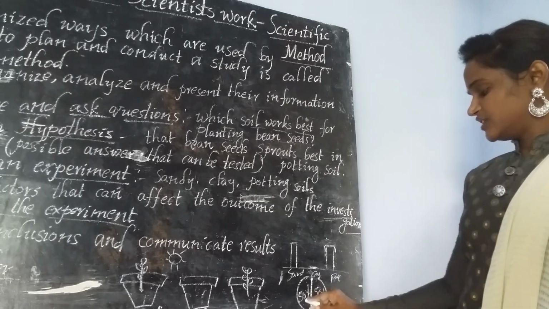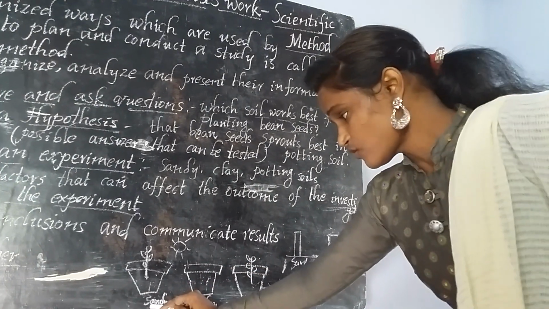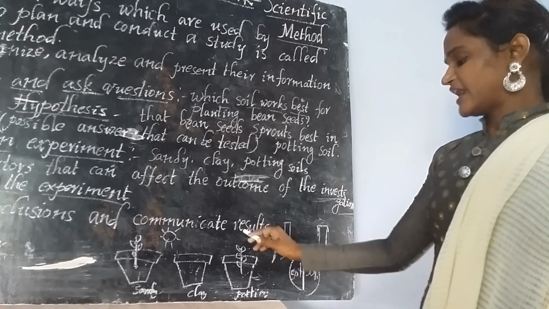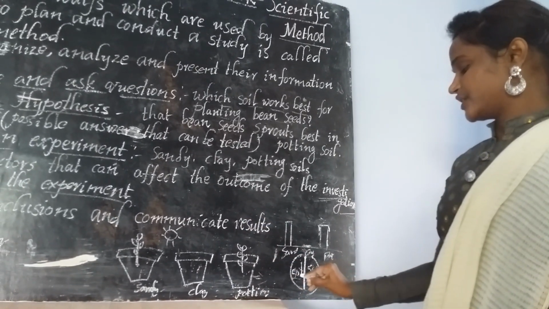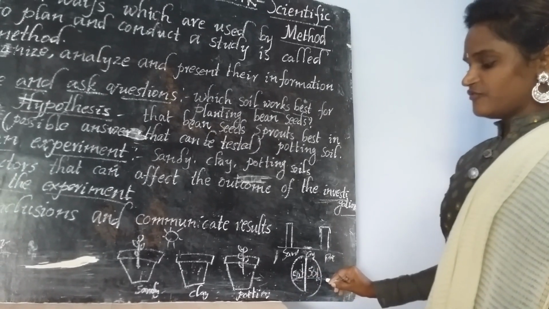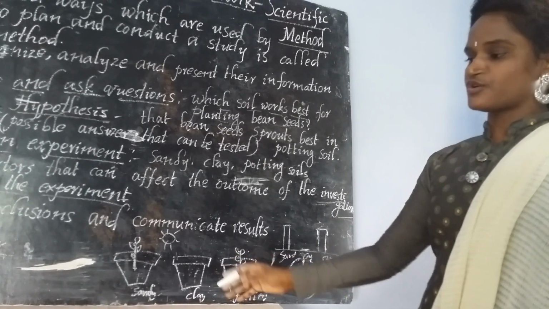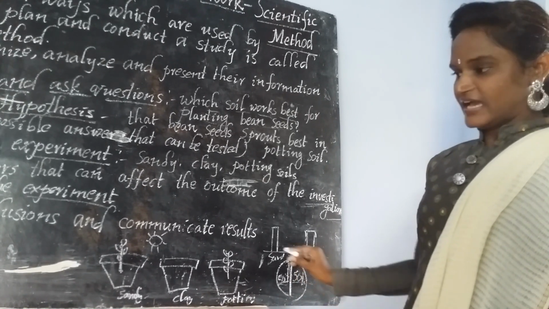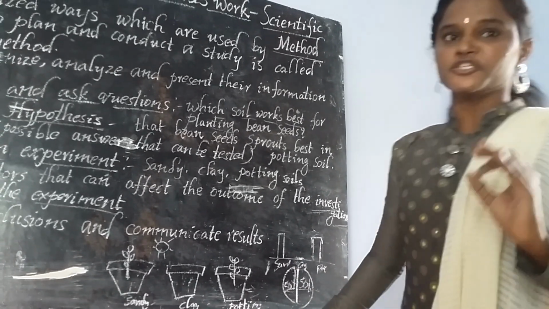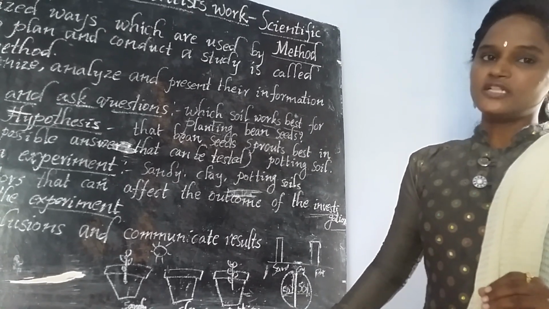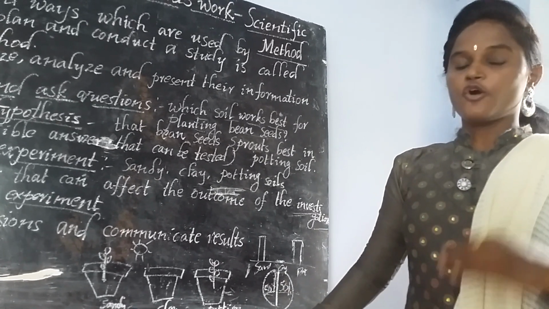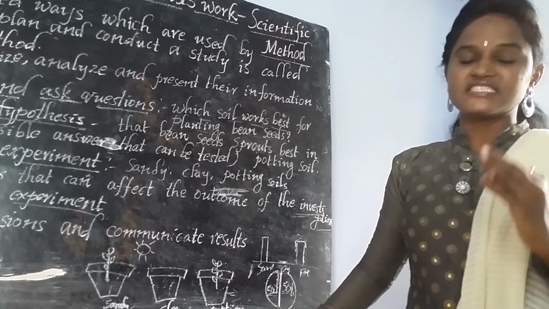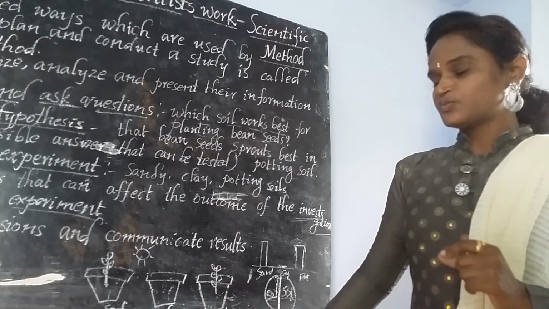You may take here the sandy soil and the potting soil, they are making the plant grow in the same manner. Here also 50%, here also 50%. What about clay? There is no result. That's why we did not give any place to that. Okay. Like this, you may present your data in the form of tables, graphs or pie charts. It makes people understand your experiment better.